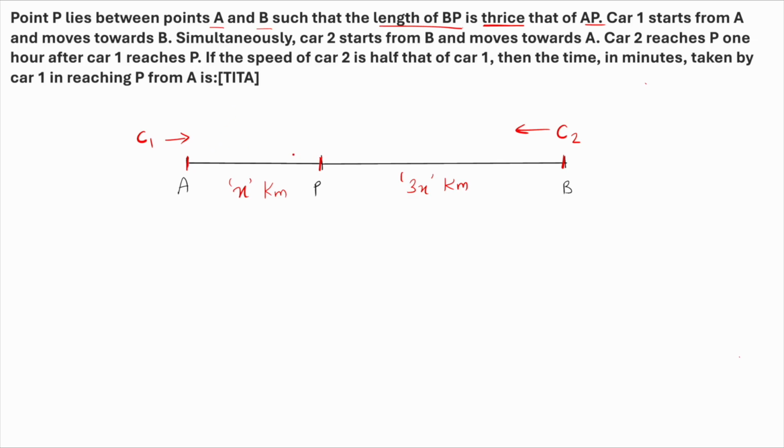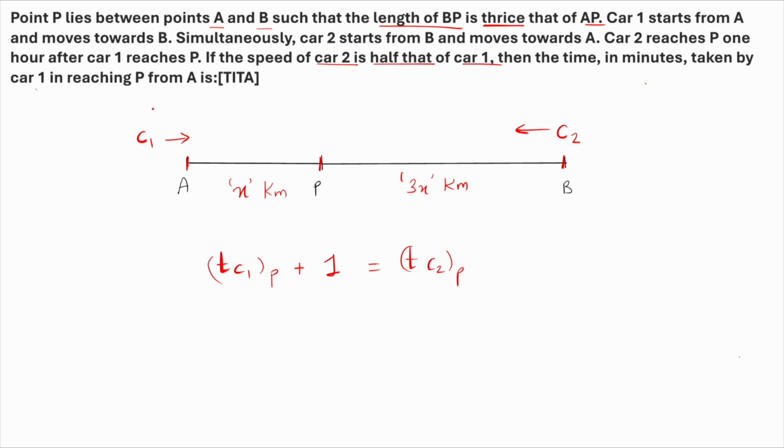Basically, the time taken by car 1 to reach P, if you add 1 to this, you get the time taken by car 2 to reach the point B. This is what we have been given. Further, if the speed of car 2 is half that of car 1, then the time in minutes taken by car 1 in reaching P from A.